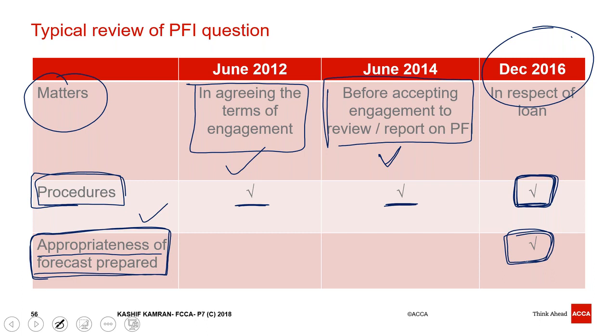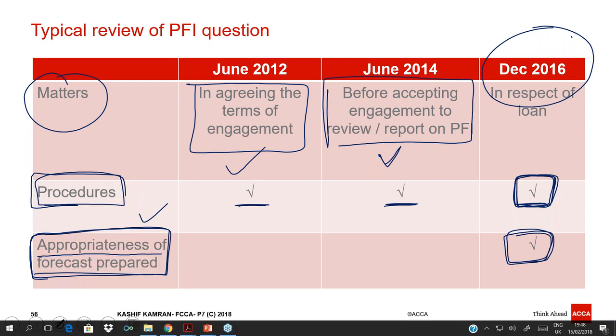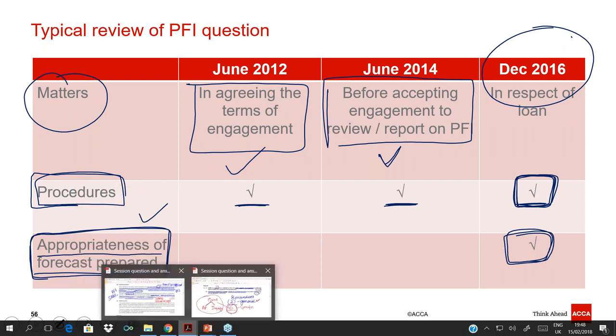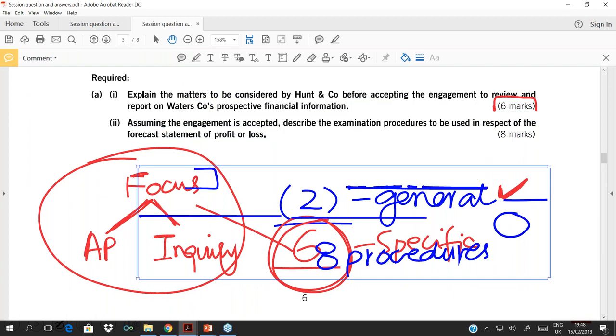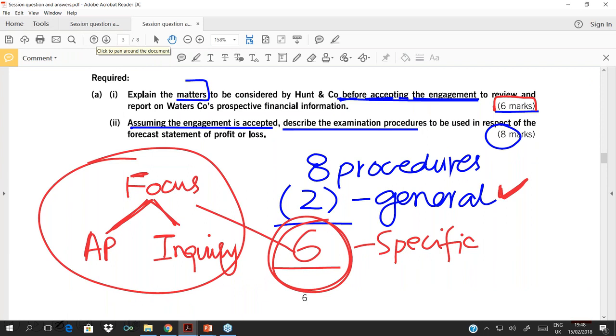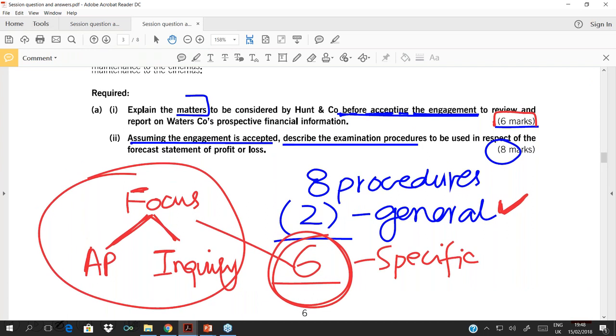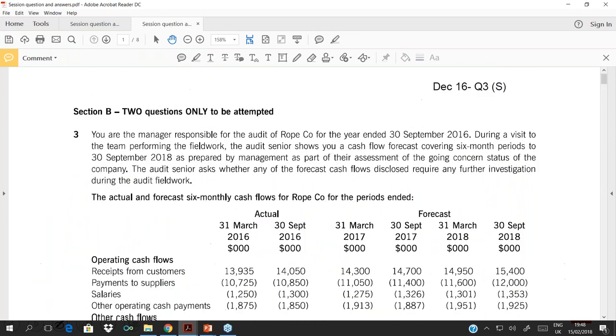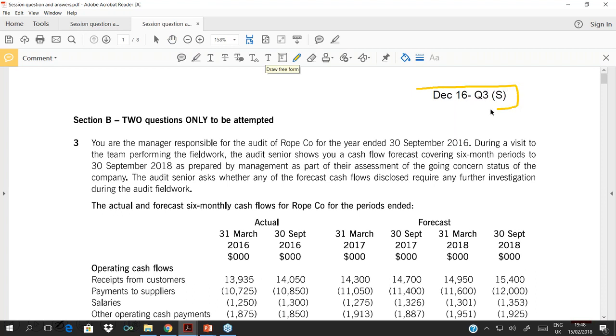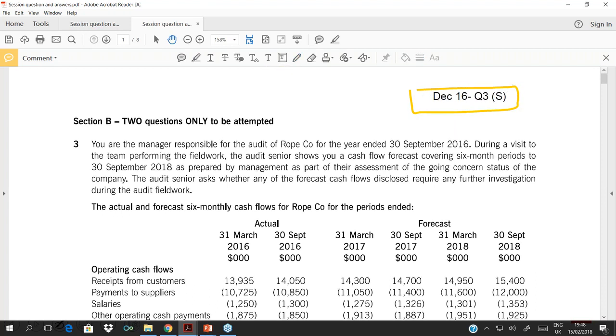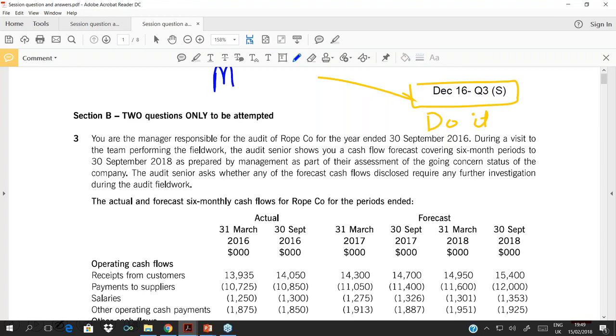Okay, let's put the December 16 exams in front of you so that you can have a better idea that there was something different in December 16 exams which you should be understanding. Okay, December 16 exams. Please ensure that you do this question, because after December 16 is your exam sitting, which is March 18.